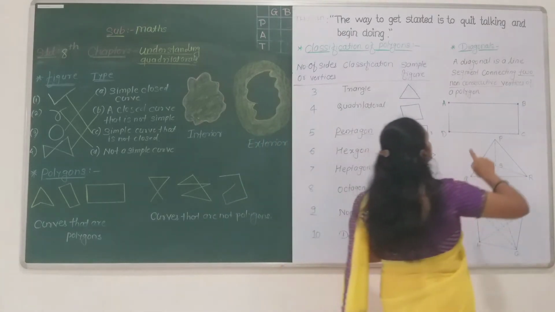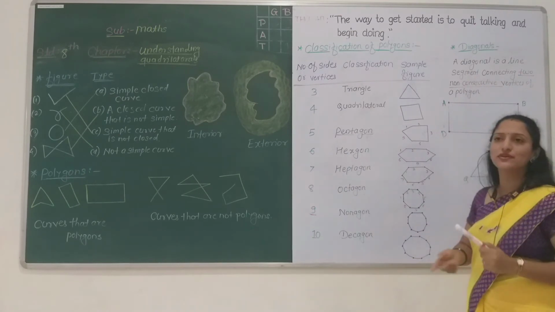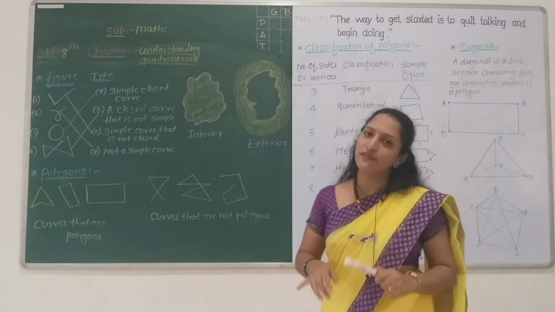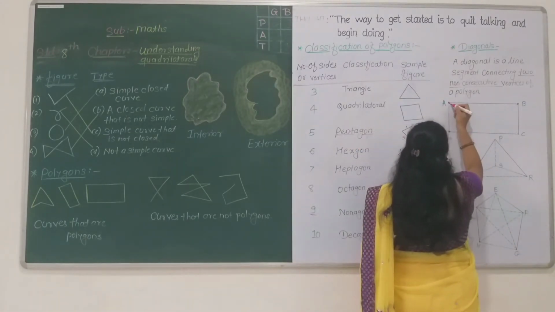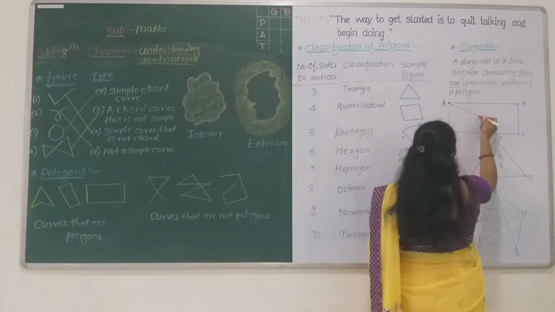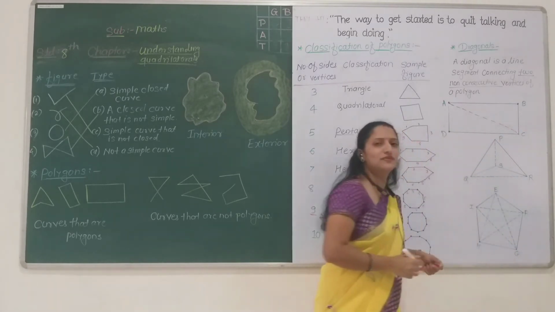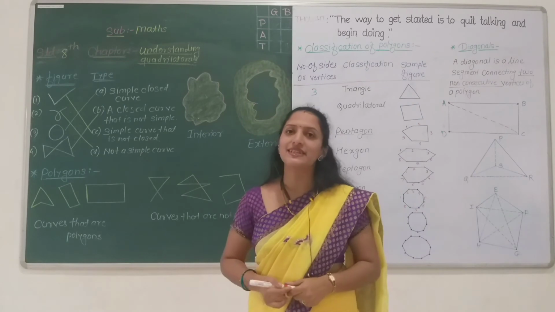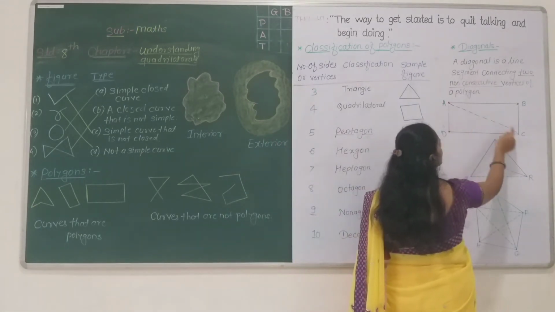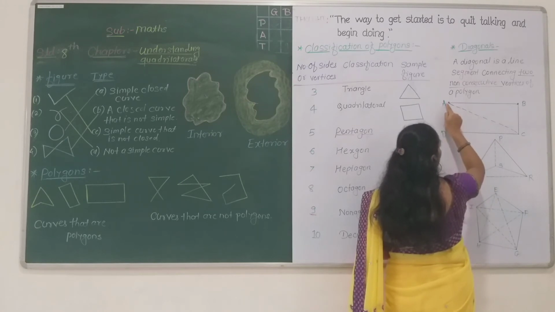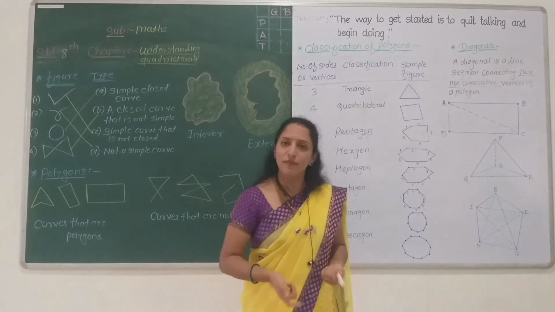A diagonal is a line segment connecting two non-consecutive vertices. So if we connect A with C, then AC is the diagonal of this figure. Since A and C are non-consecutive vertices, if we connect A and C, then AC is called the diagonal of the polygon.